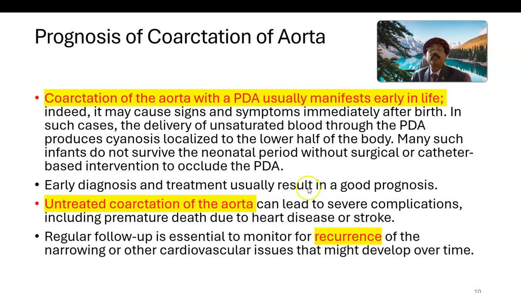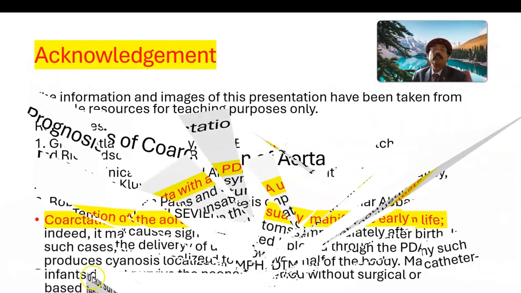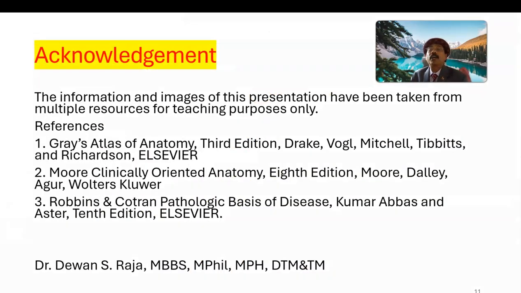Early diagnosis and treatment usually result in good prognosis. Untreated coarctation of the aorta can lead to severe complications, including premature death due to heart disease or stroke. Regular follow-up is essential to monitor the recurrence of the narrowing or other cardiovascular issues that might develop over time. Okay. And that's all about the coarctation of the aorta.